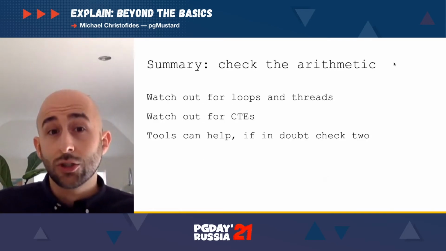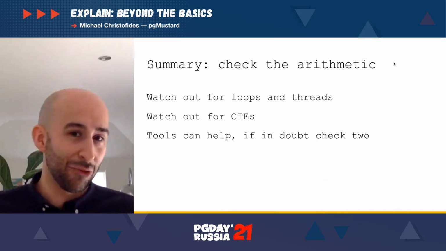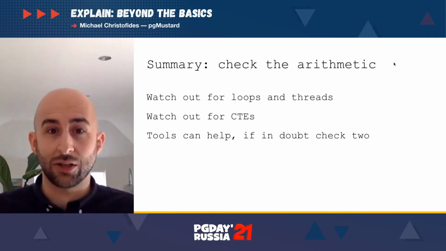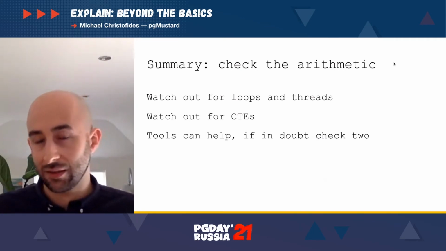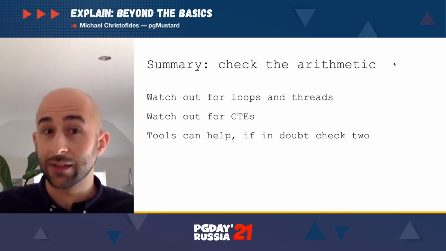Brilliant. So once you've got an idea of the tools, in summary, I would advise checking the arithmetic and double checking, because one mistake, one missed loops number, and you could be really far out on where you think the time's going.